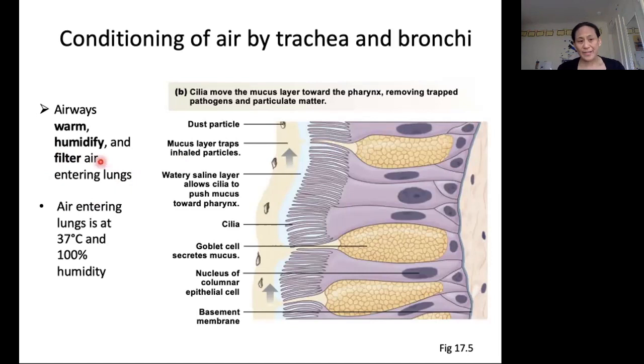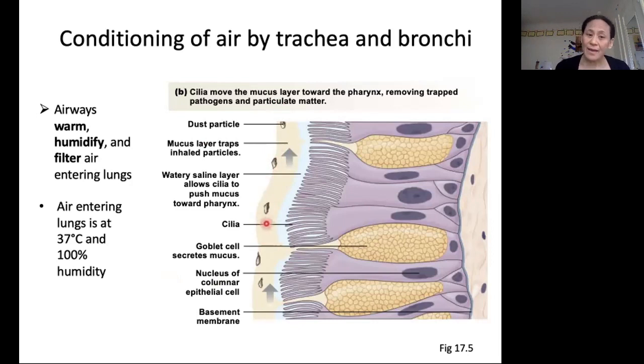And then the filtering, okay? So let's talk about the filtering. It's a little bit more involved in terms of explaining how that happens. Remember I told you we have these ciliated epithelial cells, we have these goblet cells making mucus, and we have this saline layer. As we breathe in, dust particles, pathogens, and whatever else we don't want in our air gets trapped in this mucus layer.